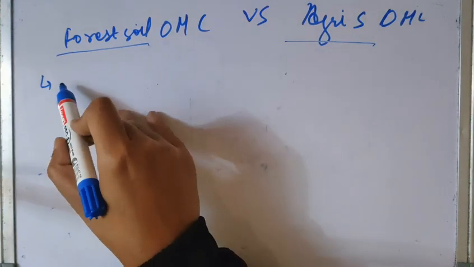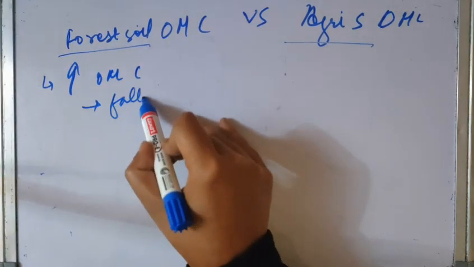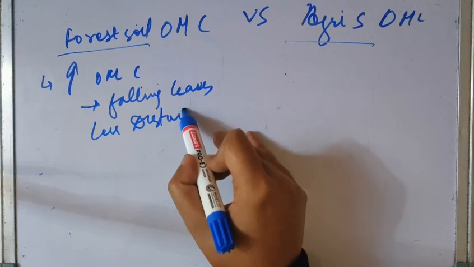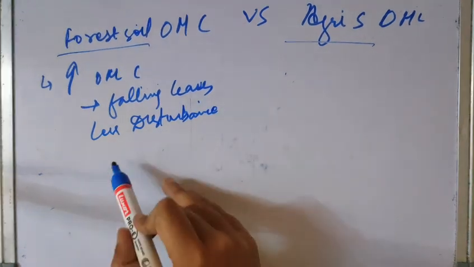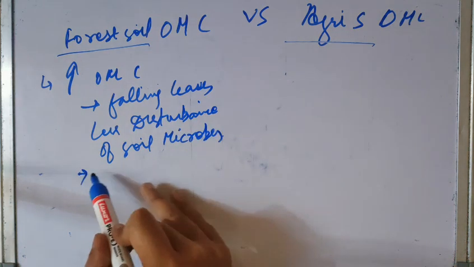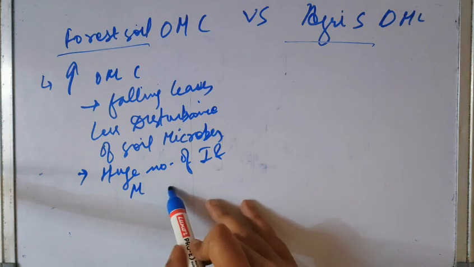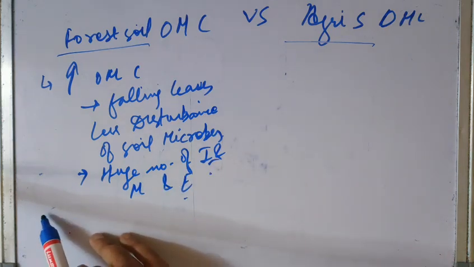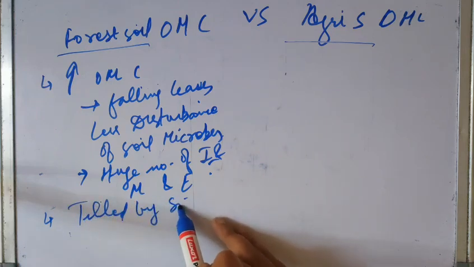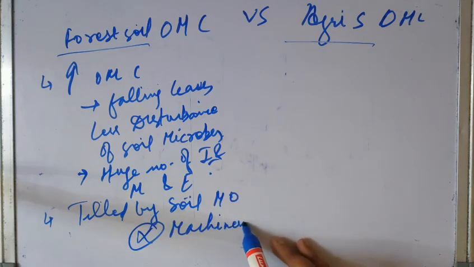So first of all, seeing forest soil, it has high organic matter content due to falling leaves, less disturbance, a huge number of soil microbes, insects, microorganisms and earthworms, etc. Here the soil is tilled by soil microorganisms and not with machinery. This is what forest soil is.